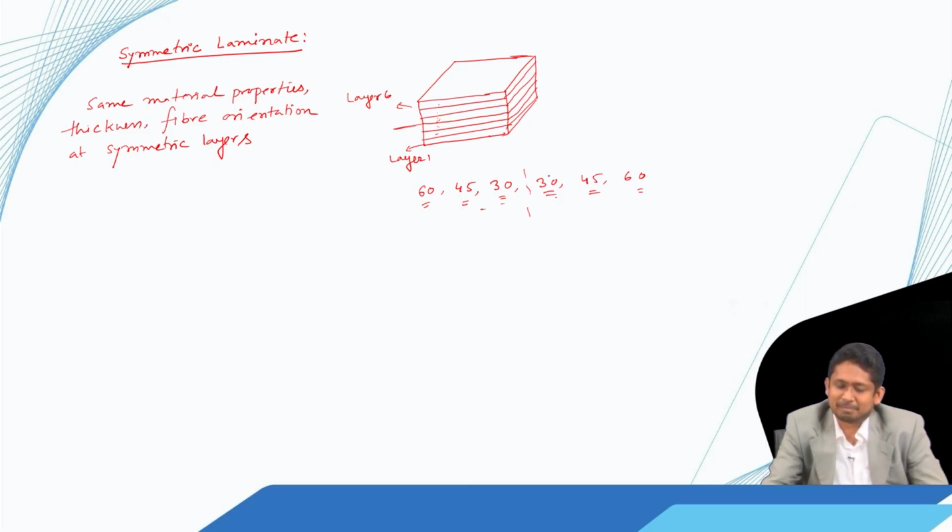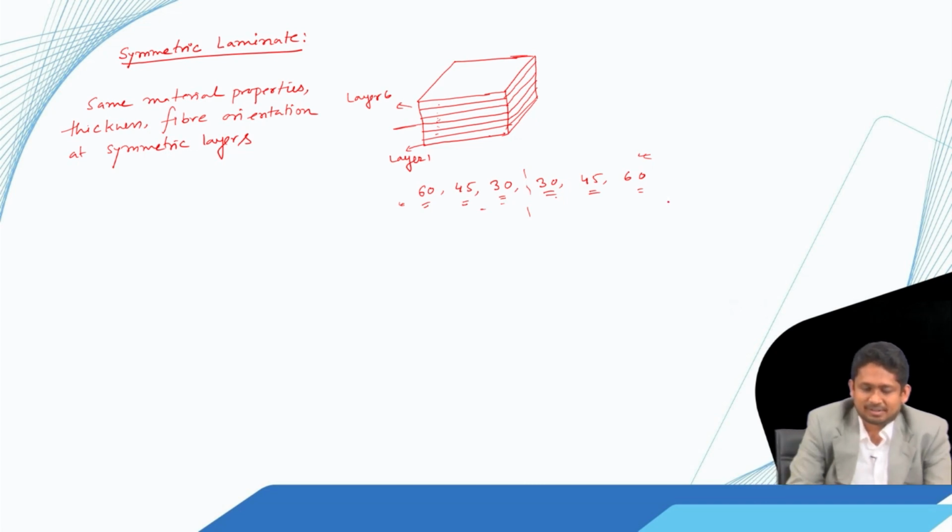Now, it may happen that the fiber orientations are same, but the thickness is different. Say for example, layer 6 and layer 1 can have both 60 degree orientation, but suppose their thickness is not same or their constituents are not same. In that case, they might be symmetric with respect to the fiber orientation, but overall it is not symmetric, because in a symmetric laminate the kind of behavior that we want, we won't get it here. So, accordingly it can be symmetric cross ply and symmetric angle ply.